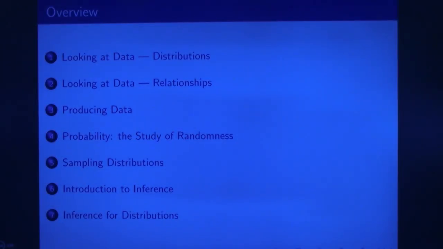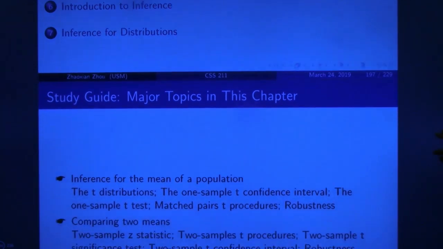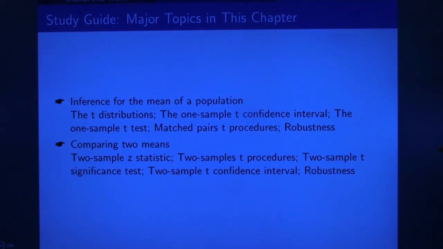Today we are going to discuss the next chapter, inference for distributions. In this chapter, we are going to use 3 units to discuss 2 major topics. The first one is inference for the mean of a population. We are going to discuss T distributions, the one sample T confidence interval, the one sample T test, and the matched pair T procedures.